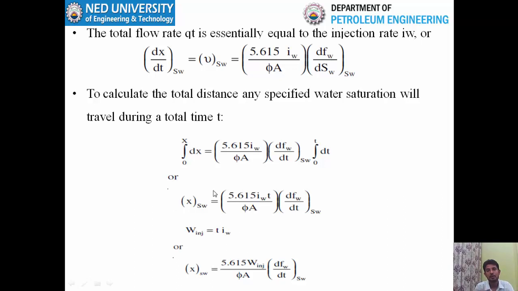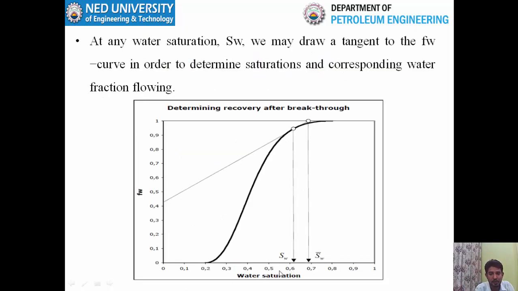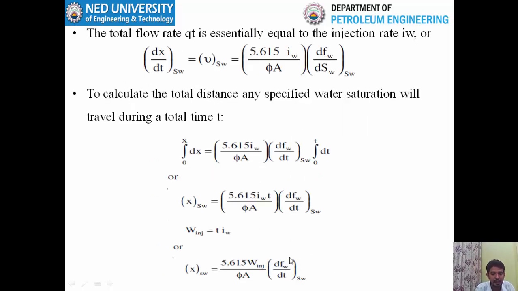So for example, you want to calculate where you will have the 70% water saturation during the water flooding process. So you know that SW is equal to 70%, which is 0.7. So first you need the slope of the FW versus SW graph at 0.70. From this graph at 0.70 you will estimate a tangent, and from the tangent you calculate the slope, and basically from the slope and knowing the injection rate and other things, you will calculate the position.